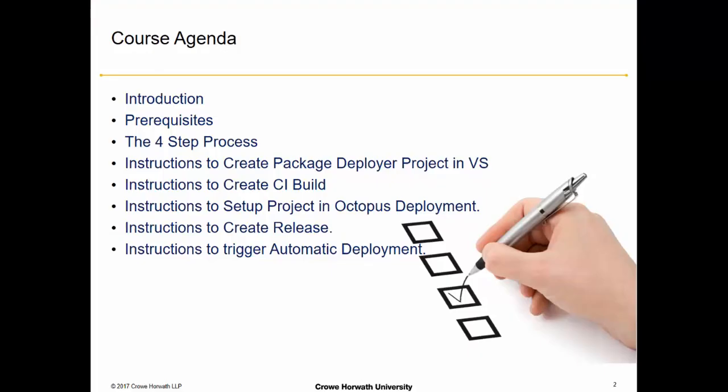First of all, I will give you the introduction of this video or the process that we are going to create in this video, and then the introduction on the prerequisites, then what is the process to create. Inside that process, how we are going to create the package deploy project in Visual Studio, and then how we are going to create the CI build, and then the Octopus deployment setup in terms of the project creation or the release creation, and then the creation of the release in the Octopus, and finally the setup for the automation or automatic triggering of the deployment on the different CRM organizations.